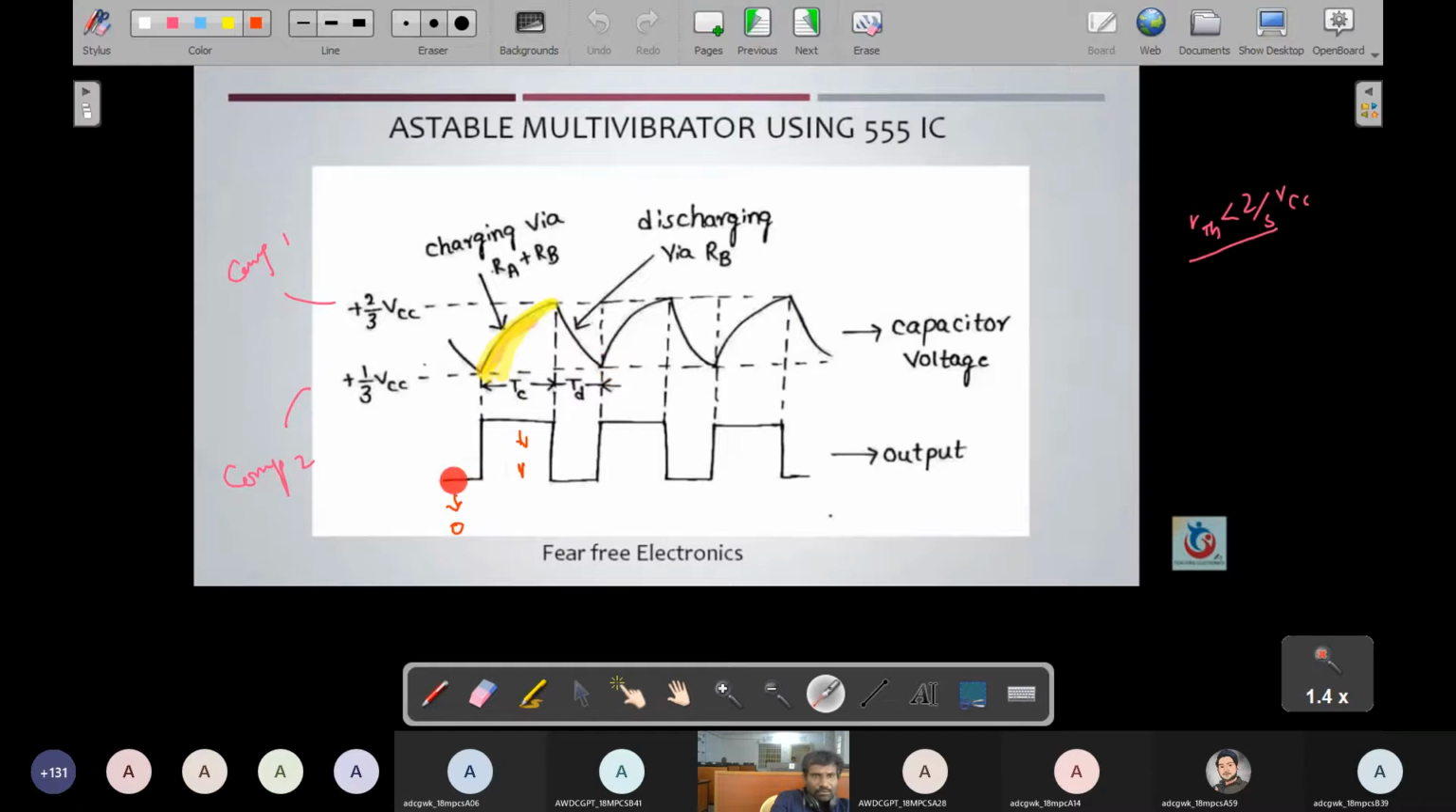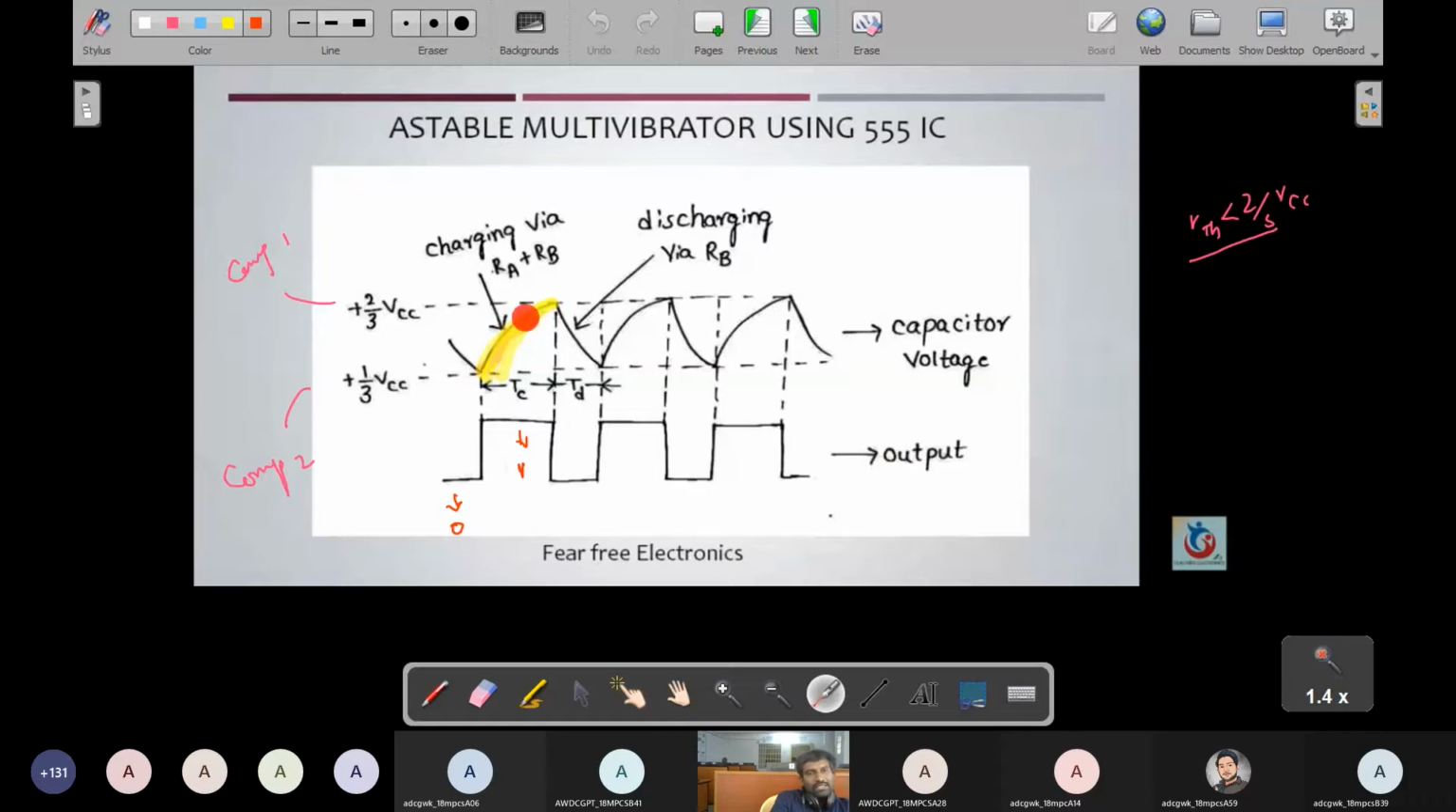At the charging time output is high, and at the discharging time output is low. So finally it is represented by our output voltage and the capacitor voltage. Whenever the capacitor is charging, your output voltage always shows a high value. Whenever the capacitor is discharging, your output shows a low value. So this is the capacitor voltage, and this is the corresponding output voltage.